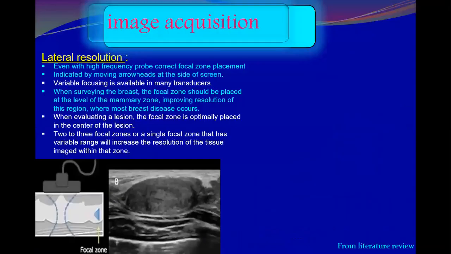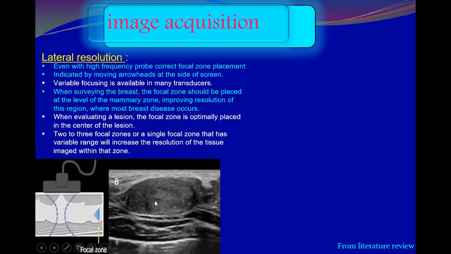Also, this can be affected by optimizing the focal zone. You know, in the ultrasound machine, there is a cursor or a button. You have to move it and fix what is called the focal zone. This will affect the lateral resolution, even with a high frequency matrix probe. Also, we have to optimize the focal zones. It is indicated by a moving arrowhead at the side of the screen.